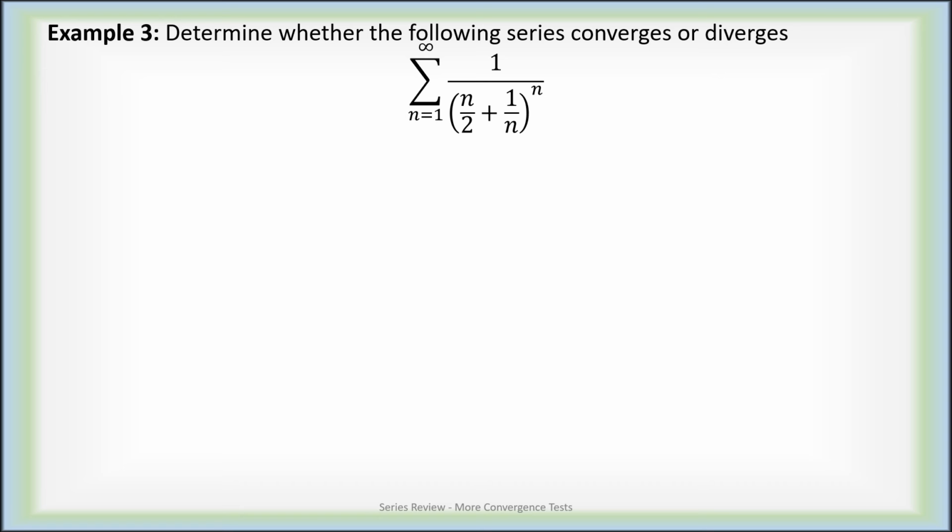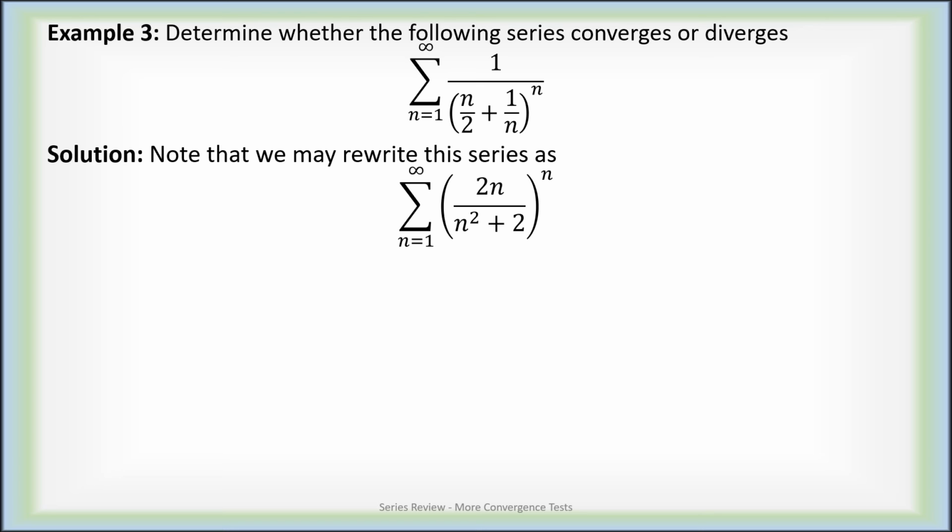Let's do a third example. Determine whether or not the sum of (1 over (n/2 + 1/n)) all raised to the nth power converges or not. With a little bit of algebra, multiplying numerator and denominator by 2n to the nth power, we can simplify this to get the sum of (2n over (n^2 + 2)) all raised to the nth power.